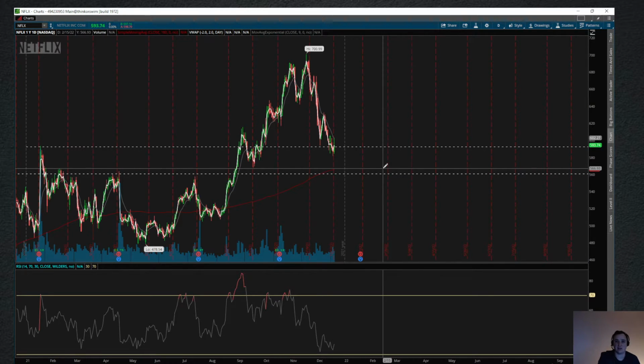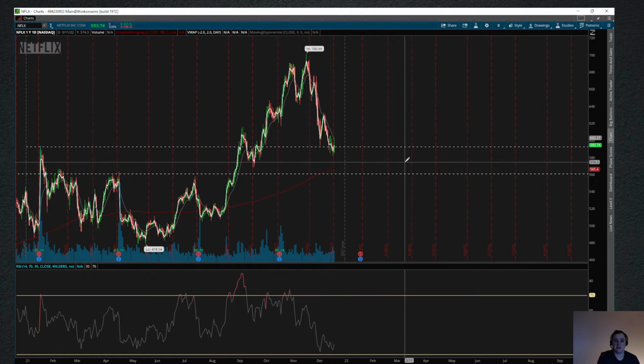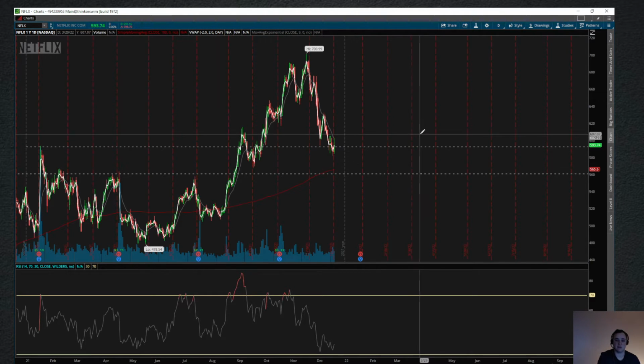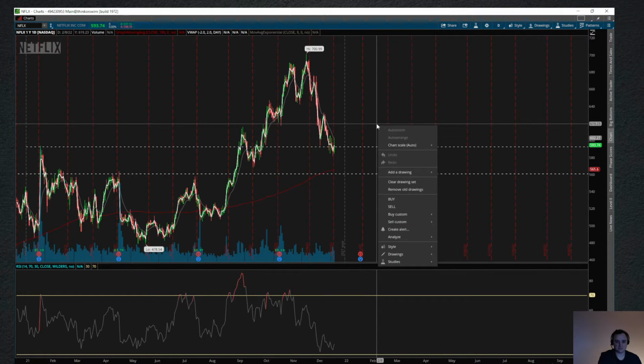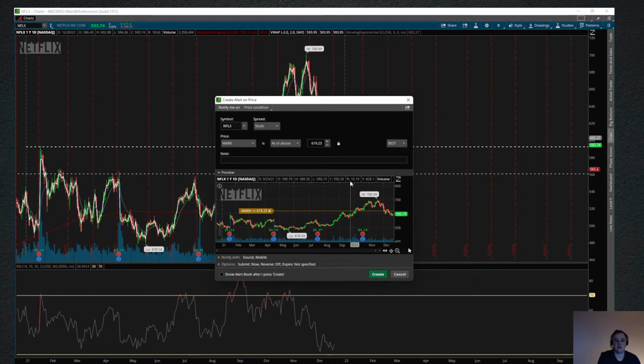It's the same concept. So one swing trade that I'm in right now is Netflix, and maybe I want to take another position in Netflix. So scaling into the position if it gets above this 620 level, which essentially confirms the uptrend. I can go to that 620 level, same process, right click, create alert.